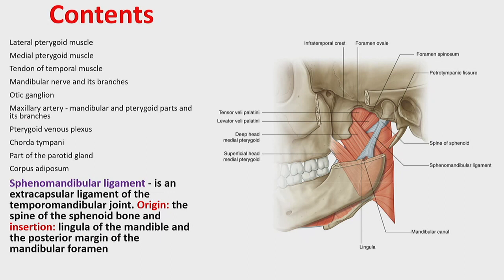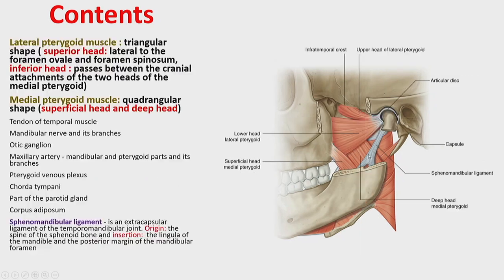So now I will leave all this content that we mentioned, and the highlight is the topic that I will tell you some details about. The first one is the sphenomandibular ligament, one of the extracapsular ligaments of the temporomandibular joint that originates from the angular spine, or the spine of the sphenoid bone, and is inserted to the lingula. And this is the content of the infratemporal fossa.